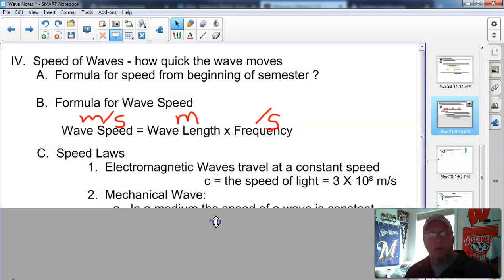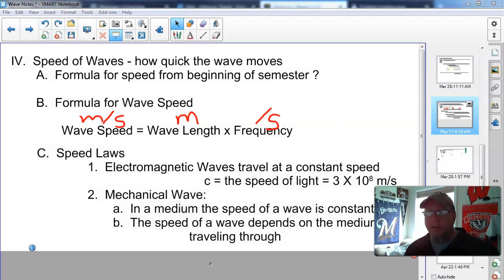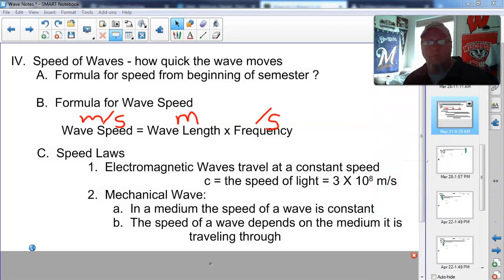A mechanical wave, however, depends on the medium. There's some relationship. Typically, it depends on how dense the medium is. We'll talk about that in the next unit on sound. But in a medium, as long as it's in that same medium the whole time, it is going to be a constant speed. As a matter of fact, it's so constant you can look it up, what the speed of waves are in different materials, as long as it's staying in that medium. If it goes from one medium to the next, well, then the speed is going to change as it goes from one medium to the next. So the speed always does depend on the medium that it's going through.